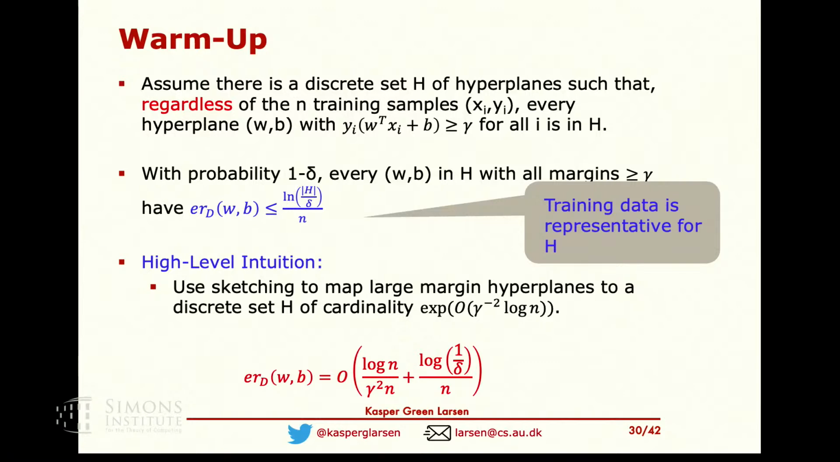But that's the main intuition in the proof, that if we can do this sketch, basically there are not that many different hyperplanes to worry about, only one for every possible bit string or compressed version of a hyperplane. And then all of those will be well represented by the training data set. That's kind of the intuition.